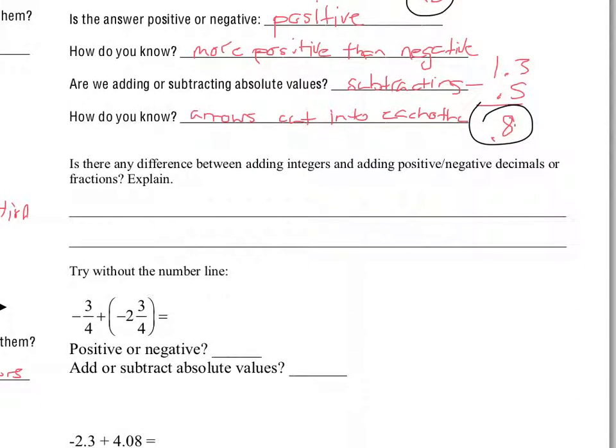Is there any difference between adding integers and adding positive and negative decimals or fractions? Explain. Go ahead and do that now.